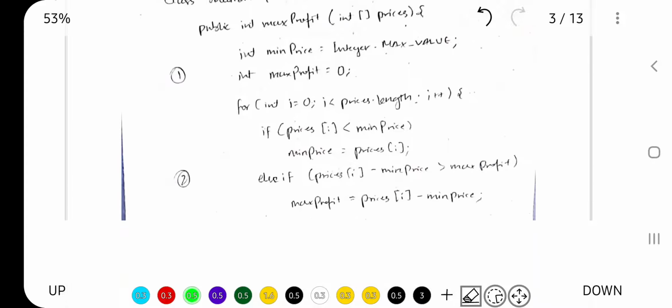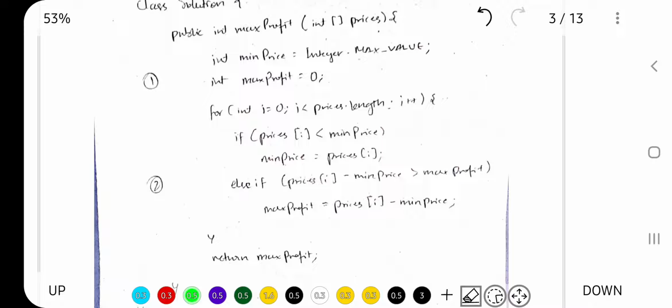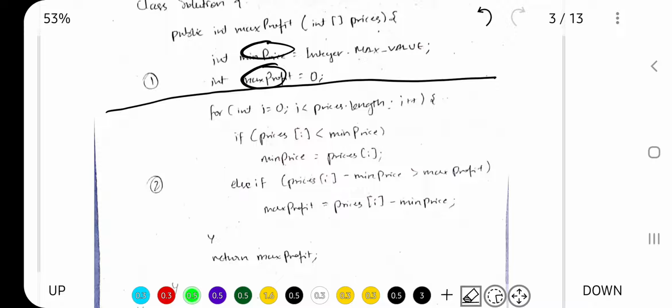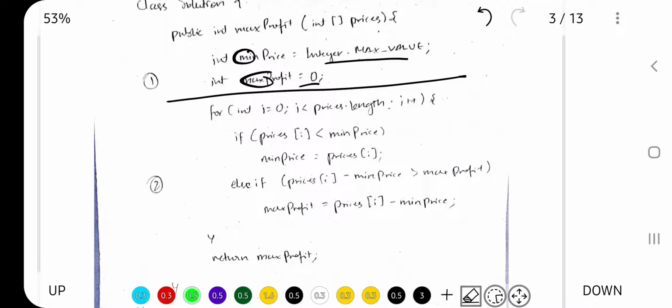Let me explain what's happening in the code part. This is the code part, and the overall code is this much. It's divided into two parts: this is the first part and this is the second part. In the first part, I'm initializing the min price as well as the max profit. Min price is the highest integer value and the maximum profit is initially 0. For initialization it should be opposite: minimum should be the maximum value, and maximum should be the minimum value.